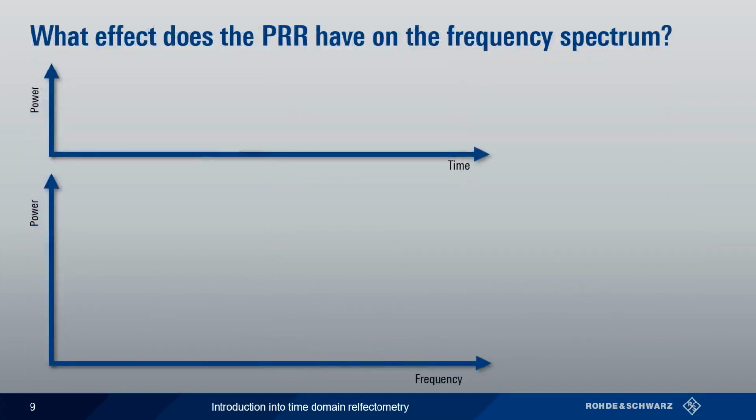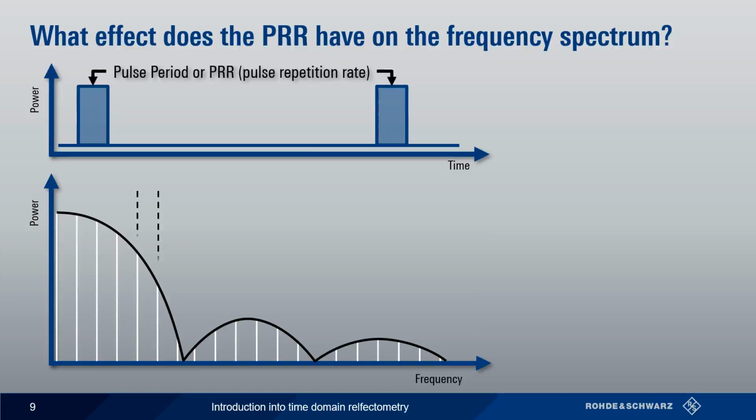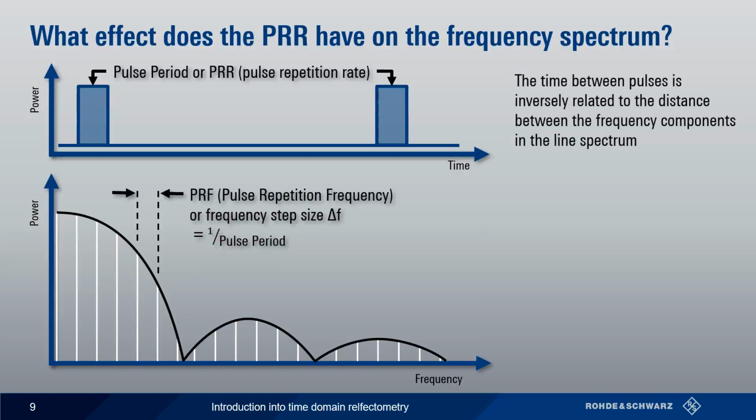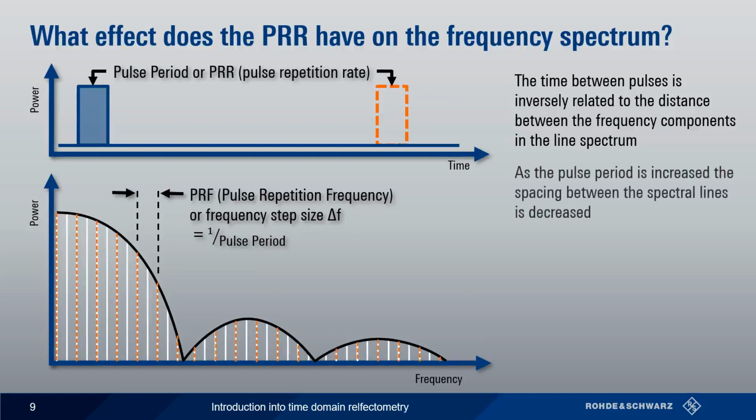So what effect does the pulse repetition rate have on the frequency spectrum? So we know that as we look at this repeating pulse, then in the frequency spectrum we're going to see this classic sin x over x envelope. The pulse period or the pulse repetition rate defines how closely spaced these frequency spectra are. So the pulse repetition frequency is 1 over the pulse period. They're inversely related. What happens when we increase the pulse period? Then the frequency spectra get closer together. So as the pulse period is increased, the spacing between the spectral lines is decreased.